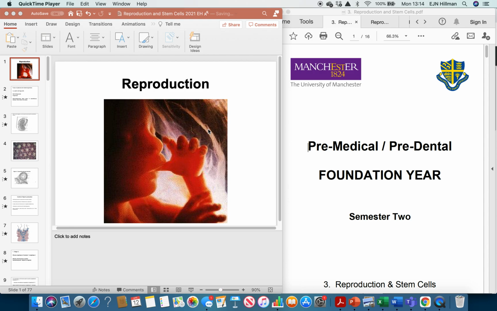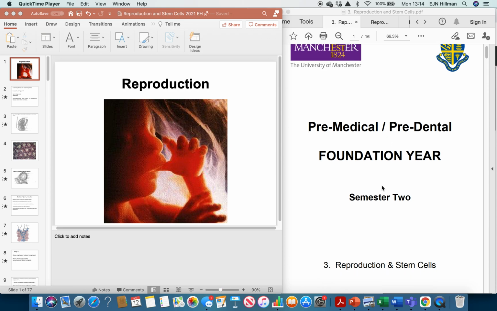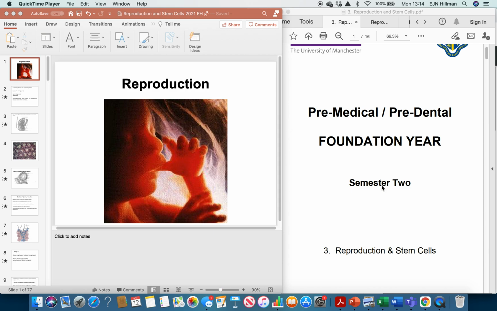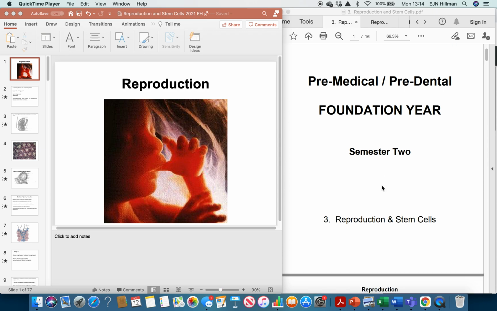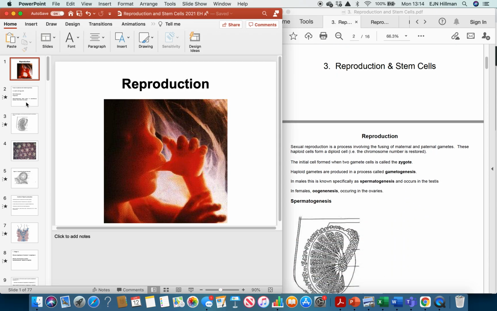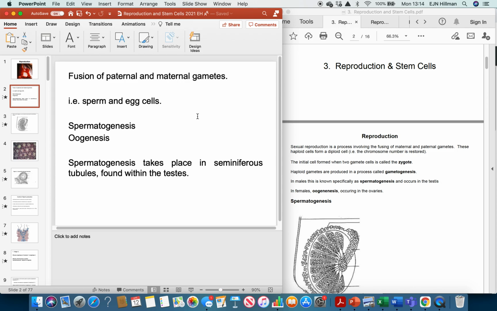Okay, in this lesson we're going to look at reproduction. So this is booklet number 3 from the Foundation Year Pre-Med Pre-Dental, Semester 2. Okay, so reproduction begins with the fusion of paternal and maternal gametes, i.e. the sperm cells and the egg cells. The first thing that we're going to look at is spermatogenesis and then oogenesis.